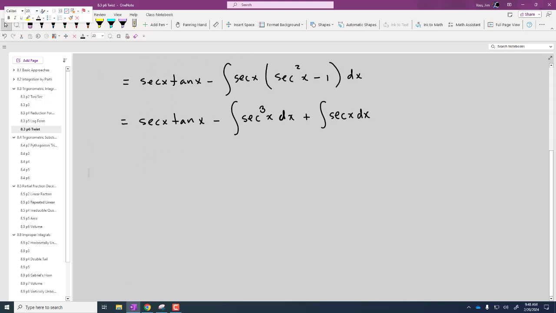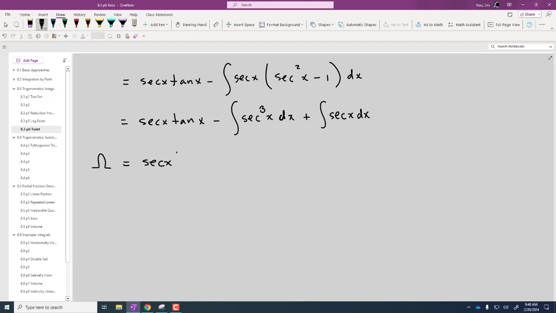So now we have an algebraic equation. On the left we have omega. And on the right, this is minus omega. Right, the integral of secant cubed, that's what we said omega was representing. Plus, we've just seen the integral of secant is natural log absolute secant plus tangent. We've got that. Now we're ready to twist. We've got an omega on the left, we've got an omega on the right. We're going to twist them together. That's going to give us two omegas on the left.